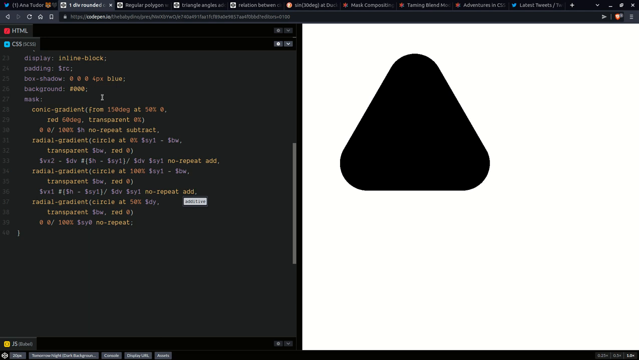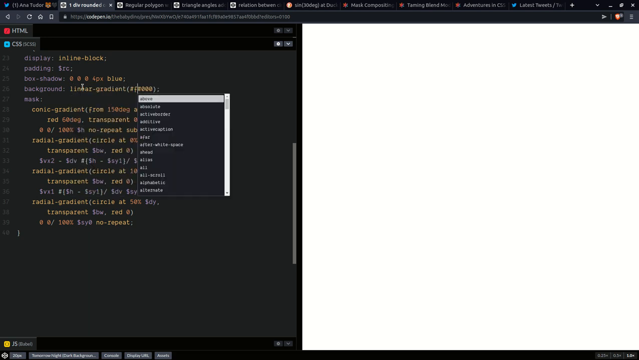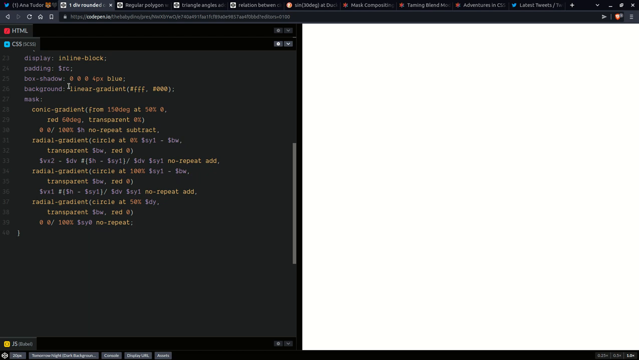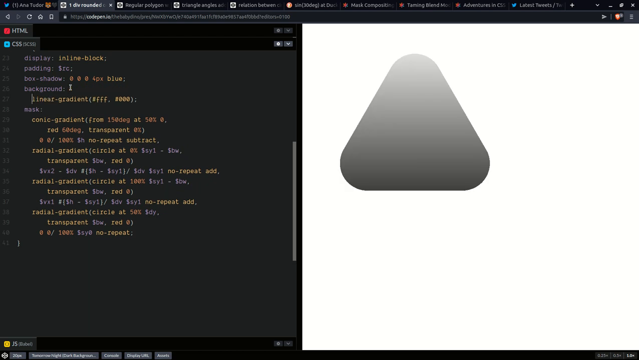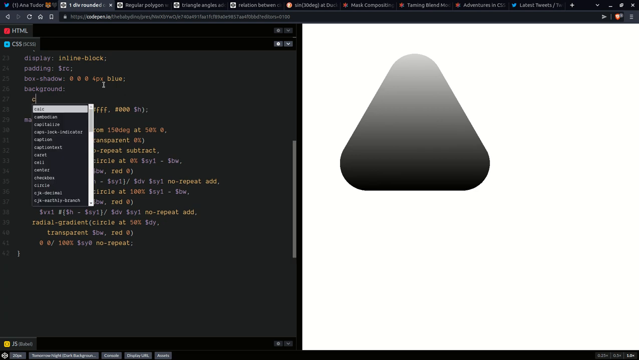Okay, now having done this, we can have a nicer background. So for example, we can have linear gradient from white to black. So something like that. And this black is going to go up to the height. Okay, much nicer. And then we're going to add another conic gradient.